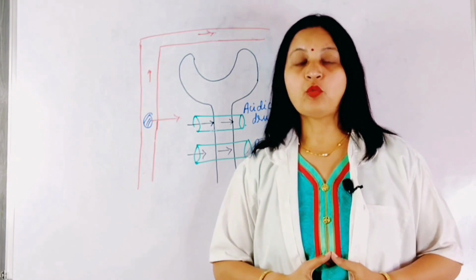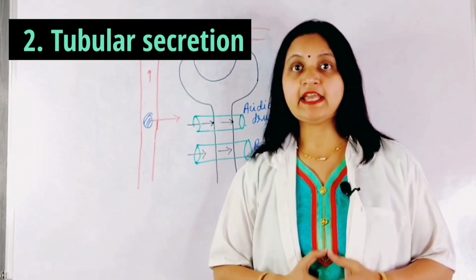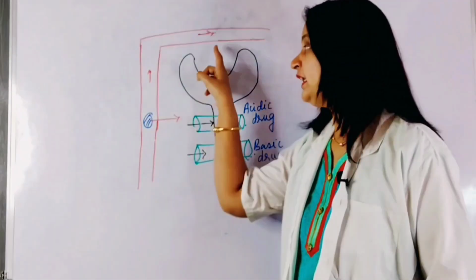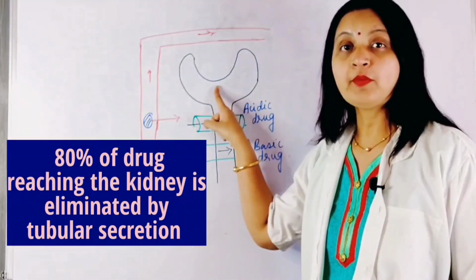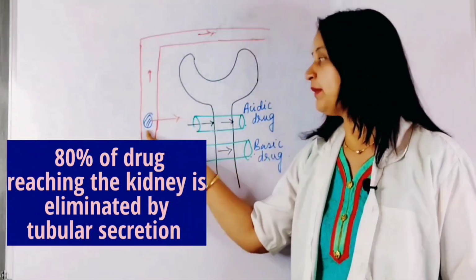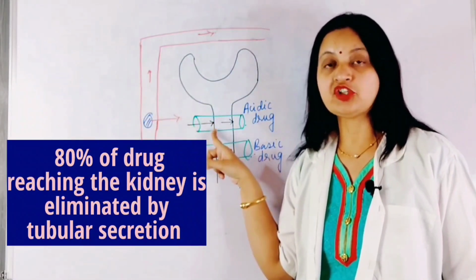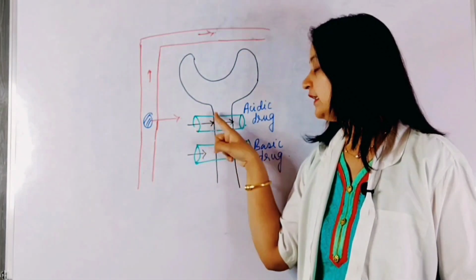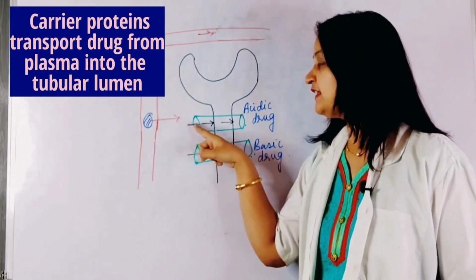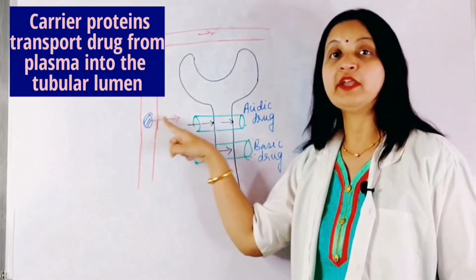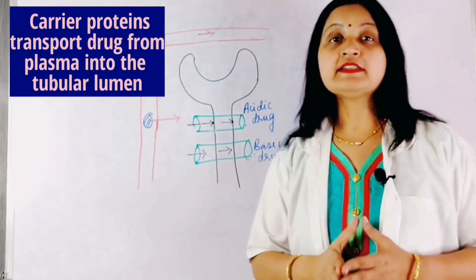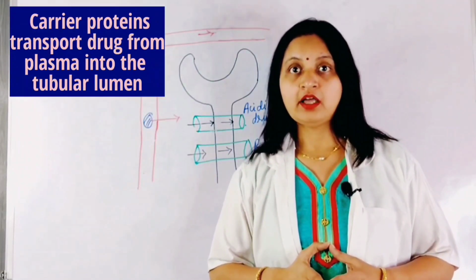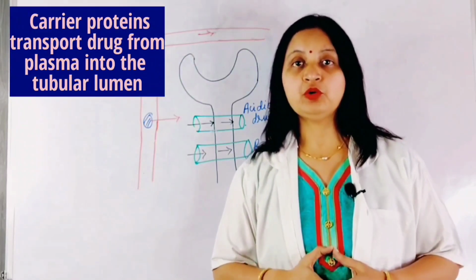The second process through which the drug is excreted through the kidney is tubular secretion. Of the drug that reaches the kidney, about 20% is excreted by glomerular filtration and the rest 80% is eliminated by tubular secretion. There are two independent carrier systems that operate in the distal part of the tubule and they facilitate the removal of the drug from the tubular lumen. So the carrier systems, which are protein molecules, facilitate the removal of drug from the plasma into the tubular lumen.